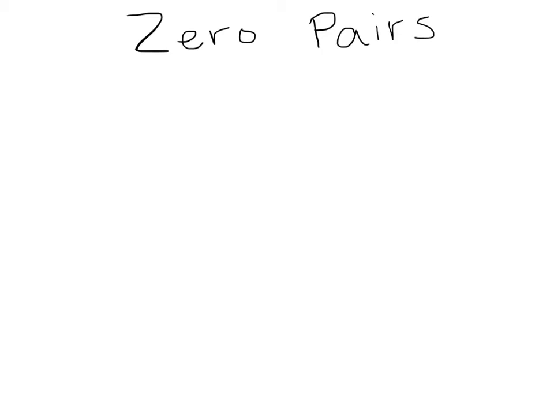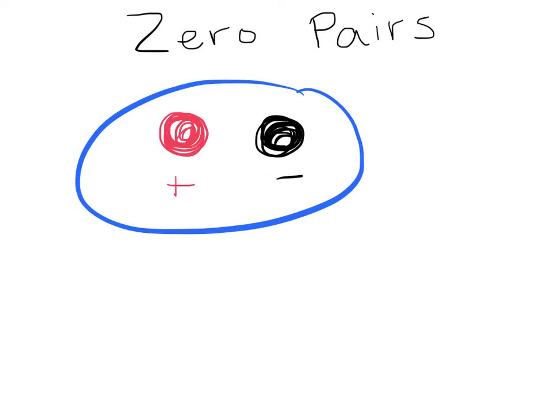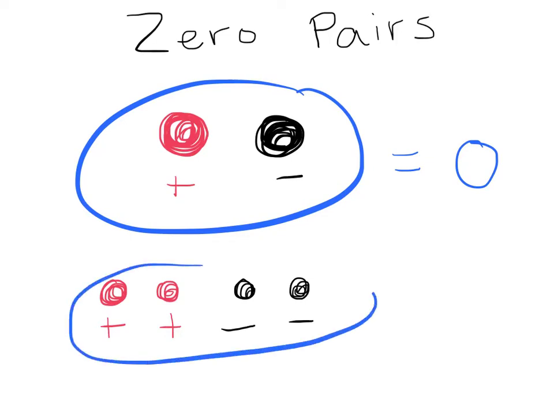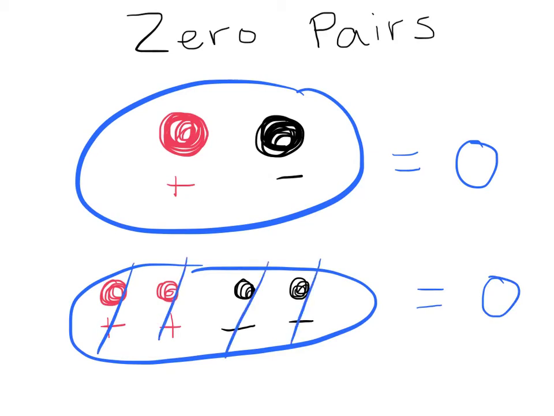Zero pairs are something that you guys should be familiar with. If you have a positive and the same amount of negatives, a positive and a negative together forms a zero pair, so that this value is equal to 0. It would work the same way if I had 2 positives and 2 negatives. When I combine them, I would end up with 0 because this positive cancels that negative, this positive cancels that negative. So we end up with a 0 pair.